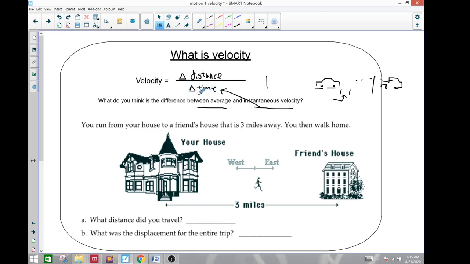Okay? You run from your house to a friend's house that is 3 miles away. Then you walk home. So you ran here and then you walked back. What distance did you travel? Again, everything we do here should be paused and attempted on your own. But with that being said, what's your distance? 6. What's your displacement? 0.